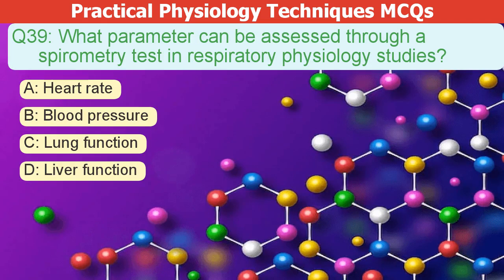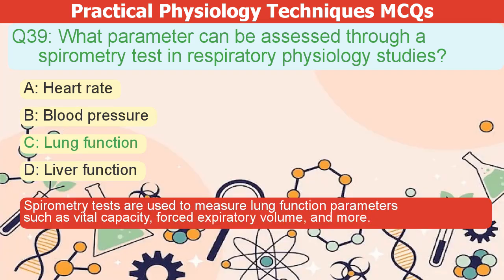What parameter can be assessed through a spirometry test in respiratory physiology studies? A. Heart rate. B. Blood pressure. C. Lung function. D. Liver function. The correct answer is C. Spirometry tests are used to measure lung function parameters such as vital capacity, forced expiratory volume, and more.